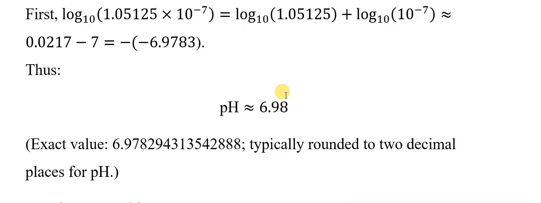It means the pH of 10 to the power minus 8 molar solution of HCl is 6.98. It is due to the contribution of autoionization of water. Hope you understand both methods, how we can calculate the pH of HCl.